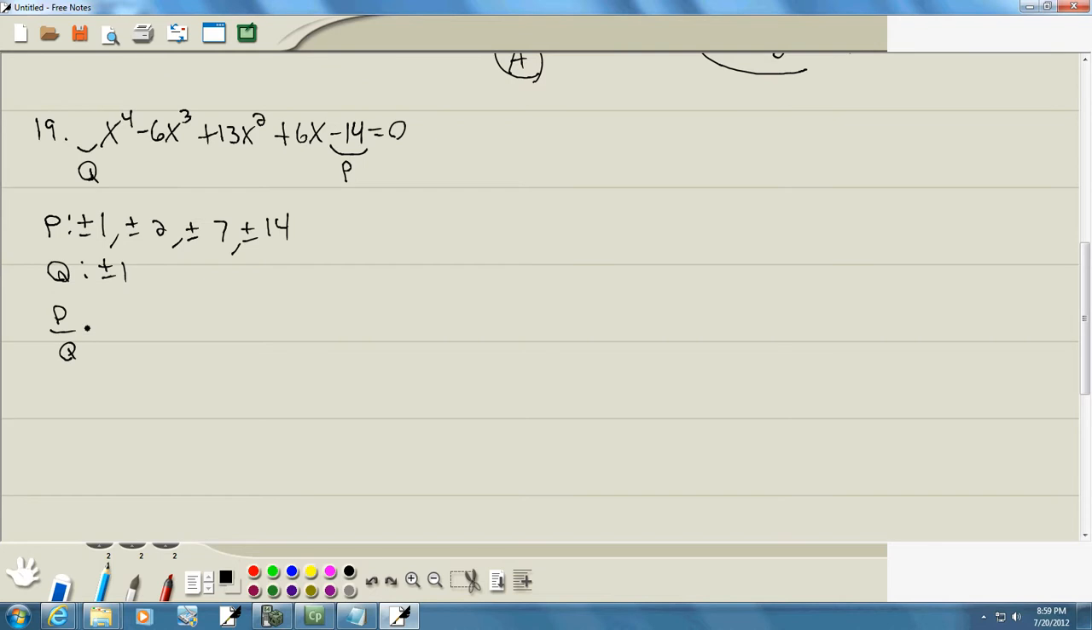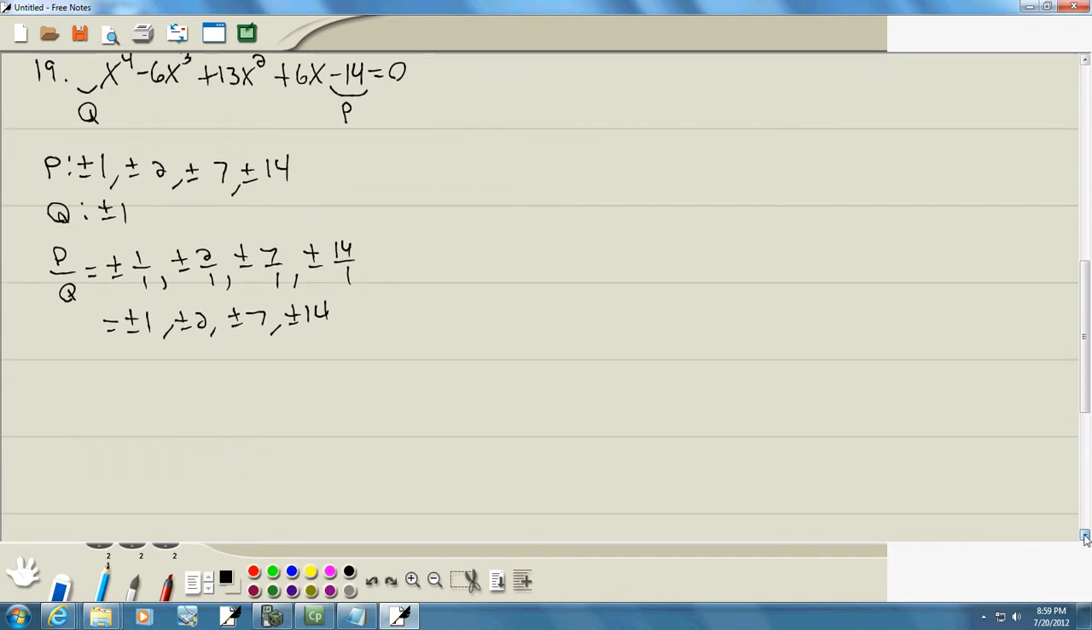Now all of our possible answers will be p over q. So I take each one of these values of p and put it over the q. So I got plus or minus 1 over 1, plus or minus 2 over 1, plus or minus 7 over 1, and plus or minus 14 over 1. Which gives us plus or minus 1, plus or minus 2, plus or minus 7, and plus or minus 14. Now we're going to take each one of those and plug them into synthetic division against our original problem, and we're looking for a remainder of 0. Remainder of 0 means we found one of our answers.